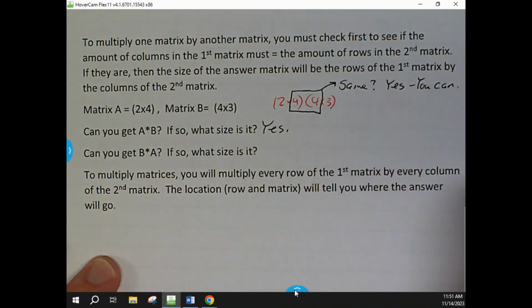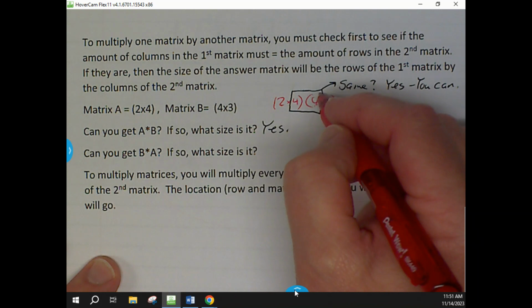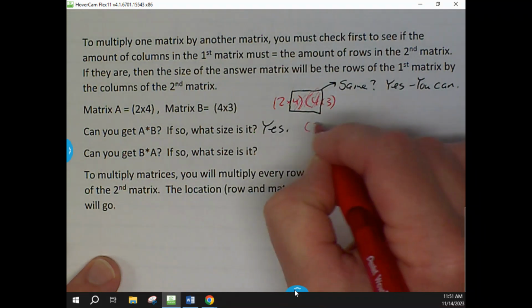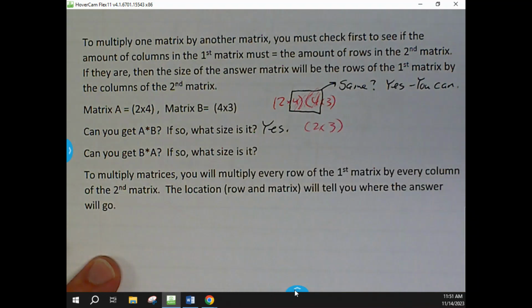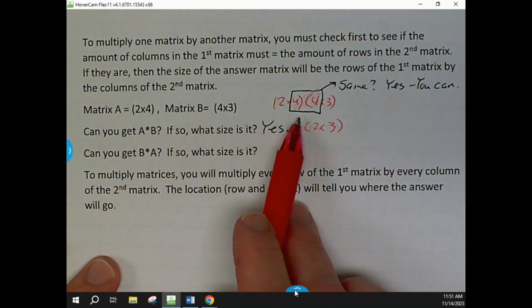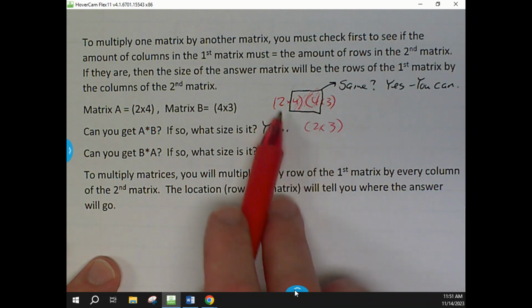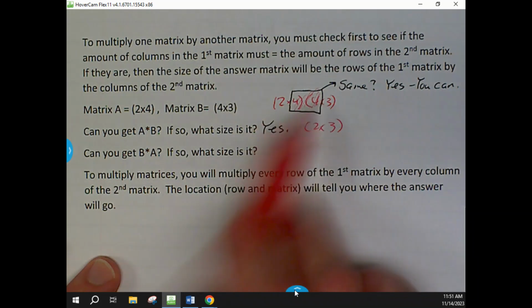Whatever numbers are together, that's what's in the middle. So that's kind of the connector pieces. Whatever's left on the outside is going to be the size of the answer. So if it's a 2x4 matrix and a 4x3 matrix, you can multiply these two together, because the two numbers in the middle are the same. The answer is going to be whatever's left over on the outside. So it's going to be a 2x3 matrix.